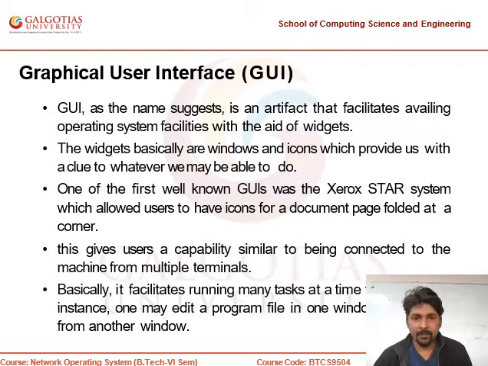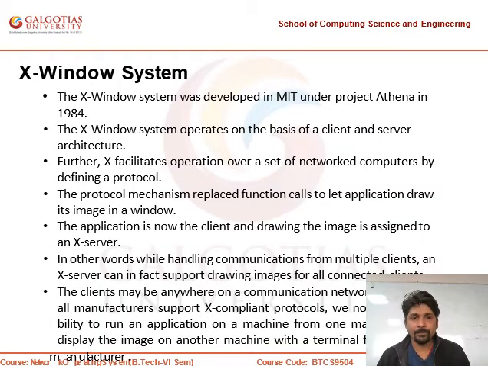One of the first well-known GUIs was the Xerox Star system, which allowed users to have icons for a document, a page folded at a corner. So this is the first GUI, that is the Xerox Star system. Then a GUI gives the user a capacity that is similar to being connected to the machine from multiple terminals. So this is all about GUI.